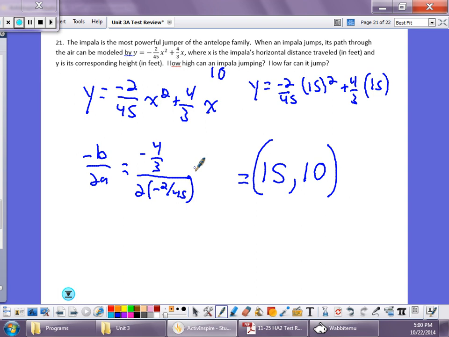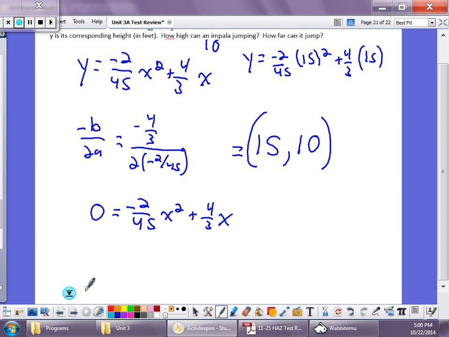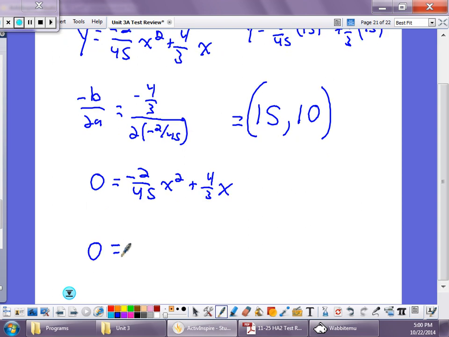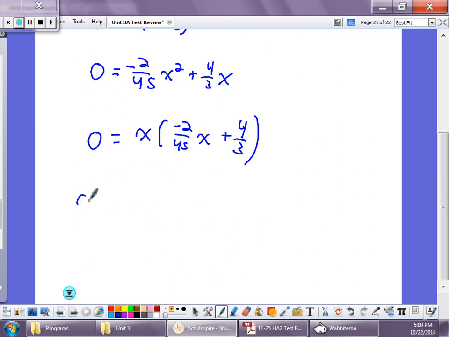To find how far it could jump, what you want to solve for is your zeros. So you would set y equal to 0, because that's when it's going to leave the ground and hit the ground. So negative 2 over 45 x squared plus 4/3 x. The first thing I can do here is factor out an x. So 0 equals x times negative 2 over 45x plus 4/3. Then I would just want to set each of these separately equal to 0. So I'd get x equals 0. That's where it starts. I know that's a 0.